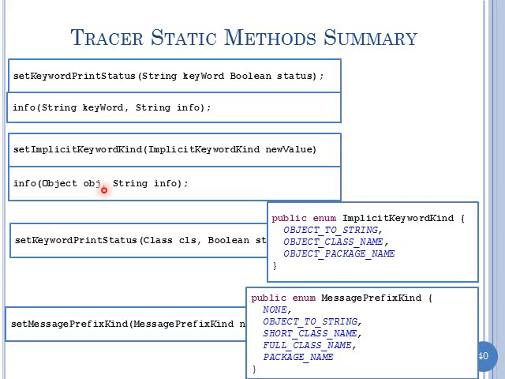Okay? And when you go and say set keyword print status, now we are not going to say object, a keyword. We can say object, I don't know if I allow it or not, but typically we don't have an object at this point, so we just say class. Okay? And again, if the implicit keyword kind is class name, we will use the class name, or we will use the package name, and it doesn't make sense to do toString for that, so that will be just a no-op. Okay, that will do nothing.